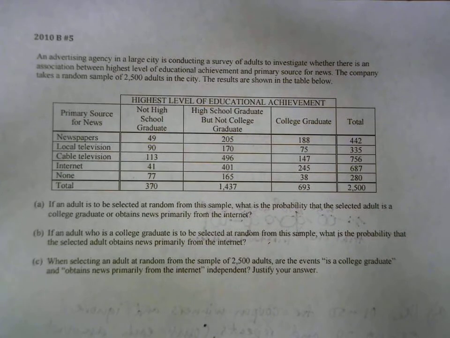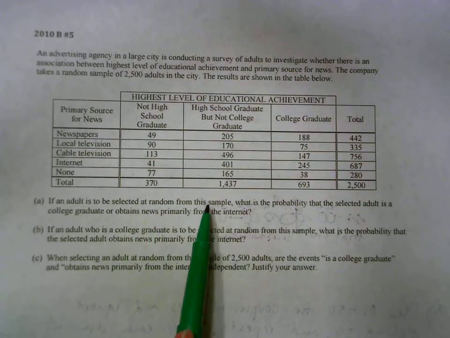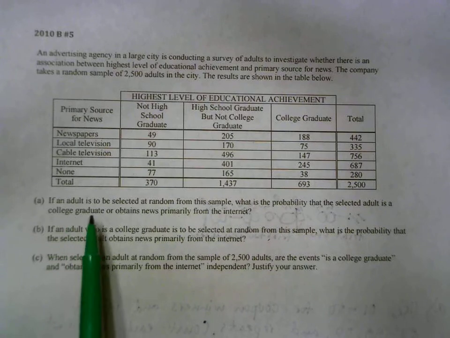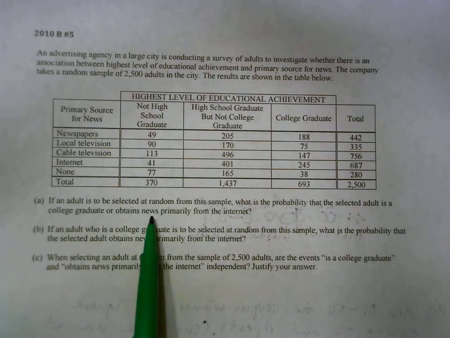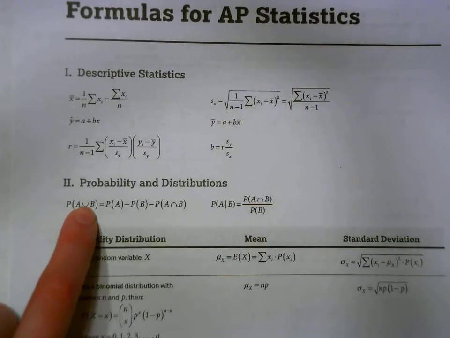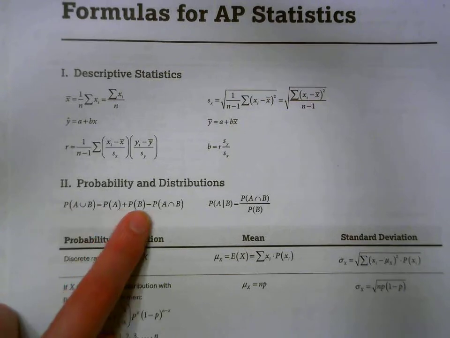A says, if an adult is to be selected at random from this sample, what's the probability that the selected adult is a college graduate or obtains news primarily from the internet? Could not read that for some reason. So "or" is this formula. So we're going to use this formula.